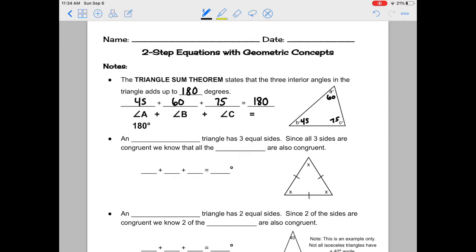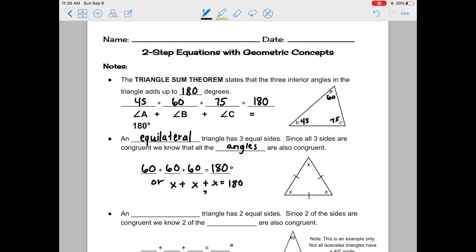An equilateral triangle has three equal sides. Since all three sides are congruent, we know that all the angles are also congruent. So x would represent 60, so it's saying 60 plus 60 plus 60 equals 180. Or you can also just say x plus x plus x equals 180.